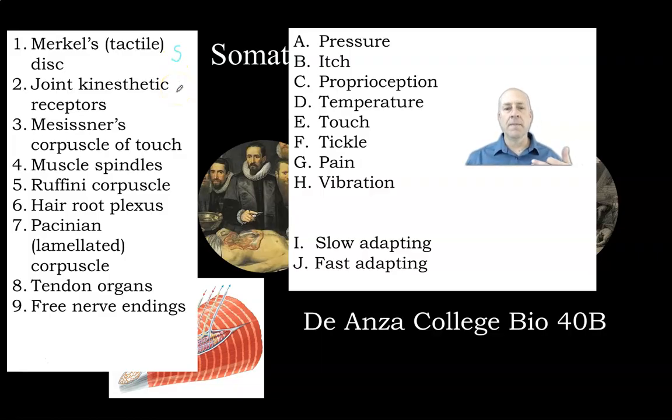Joint kinesthetic receptors. Again, I'm gonna jump right ahead. I'm gonna call muscle spindles very slow adapting with an I. I gotta put an S. I didn't mean S there. I meant an I for Merkel's, right? I for slow. Put an S. And I'm gonna put an I for slow adapting for tendon organs too.